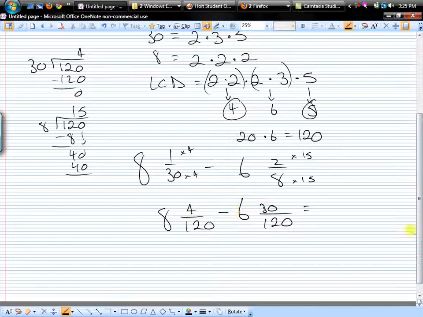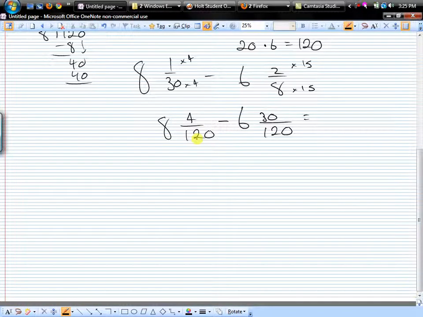As we can see, even with the two mixed numbers having the same denominator, our numerators are not written in such a way that we can actually do the subtraction. So what we're going to have to do is borrow from this 8 and regroup so we can do the subtraction.